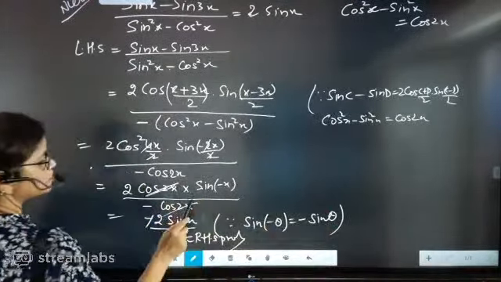Okay, now the next question is tan 4x. This is again an NCERT question and a very important question also. Tan 4x, you have to prove it equal to 4 tan x into 1 minus tan square x by 1 minus 6 tan square x plus tan to the power 4 x.